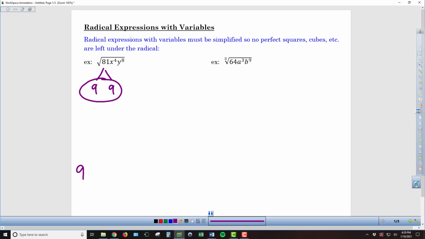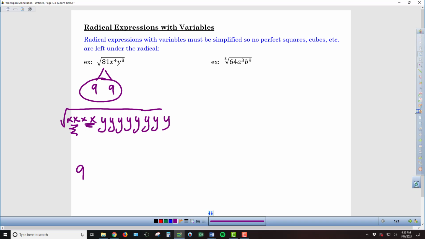Now when it comes to the variables, there's a couple of approaches that we can take. We could write it out the long way as a set of 4 x's and then a set of 8 y's, and then we just take them out in pairs. So just like we do with the 9s, we had a pair of 9s that comes out as a single 9. Well, here's a pair of x's, here's another pair of x's, so each of those is going to come out as a single x.